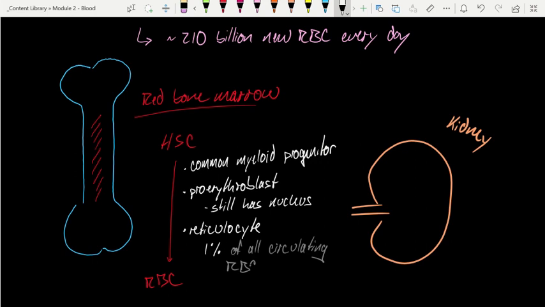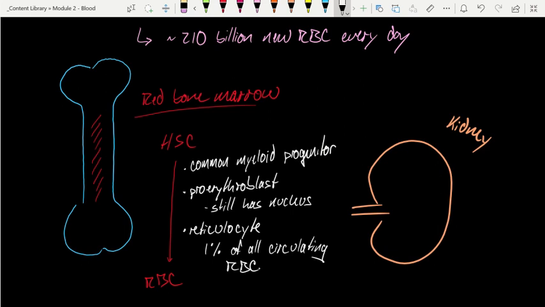red blood cells. And then when those last ribosomes are finally shed, destroyed, all we have left is the red blood cell, which is just a cell membrane with about 250 million molecules of hemoglobin in it.